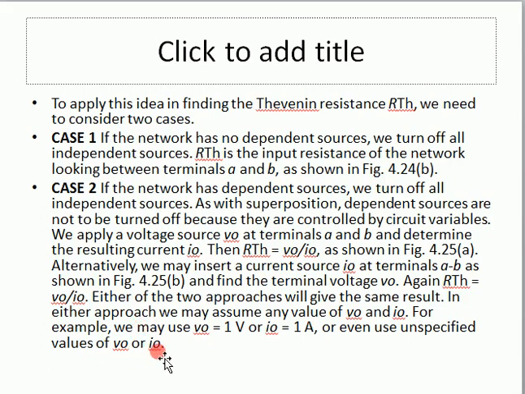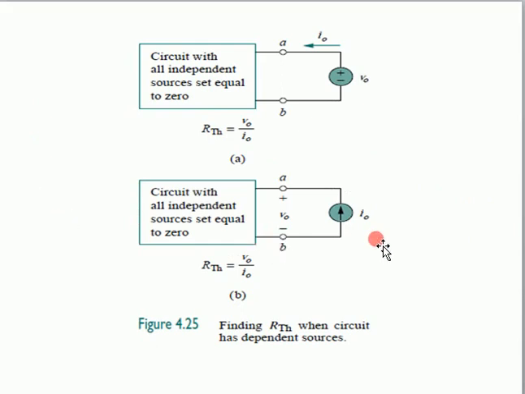For example, we may use 1 volt, or we may use 1 ampere, or even use an unspecific value of V0 or I0. It's up to you what kind of value you want to use. If we put a current source here, then here is the current source, and check the polarity: the upper terminal is positive, the lower terminal is negative. That's why the current source at the upper side is the head, and at the lower side it's the tail. And again here is the circuit that is having the independent sources equal to 0. That's how we will find the R Thevenin with the circuit that is having dependent sources.